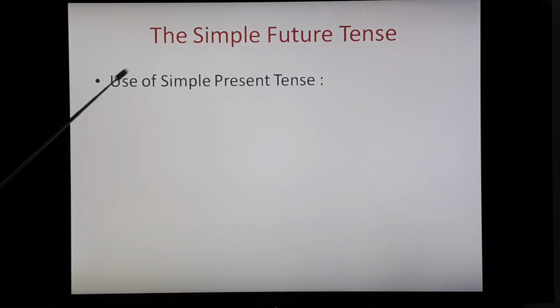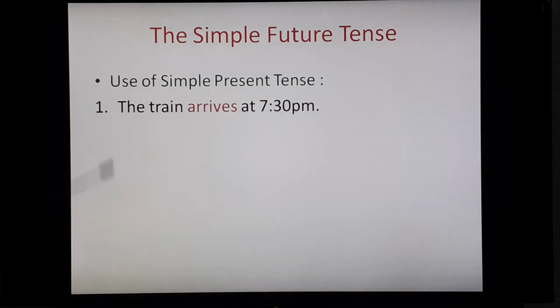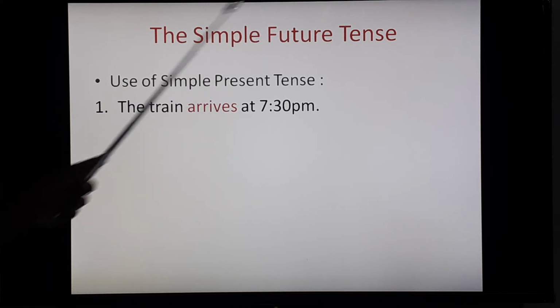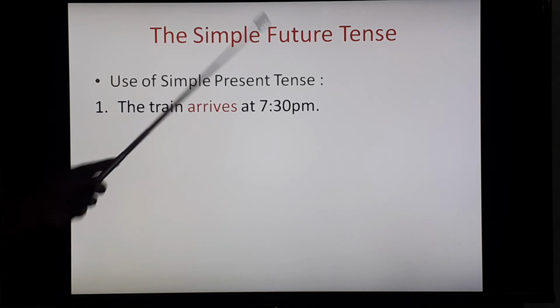Let's see the use of simple present tense to indicate the simple future tense. The train arrives at 7:30 p.m. Here arrives, that is the simple present tense which is used here to show simple future tense. So you can use simple present tense to indicate simple future.